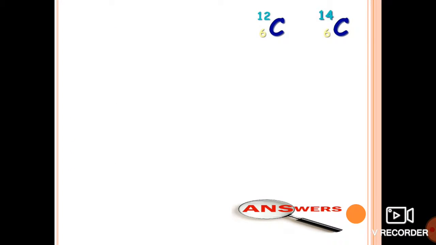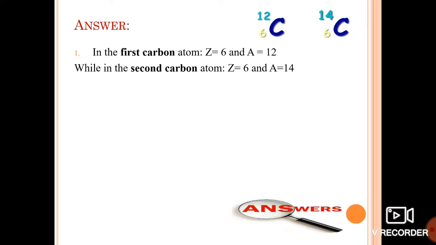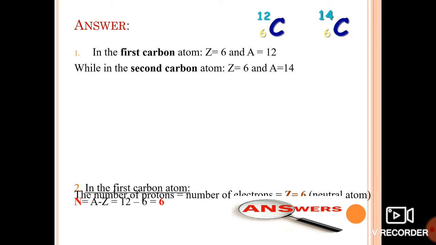Let's see the answers. First, in the first carbon, the atomic number Z equals 6, while the mass number equals 12. While in the second carbon atom, also Z equals 6, but the mass number equals 14.